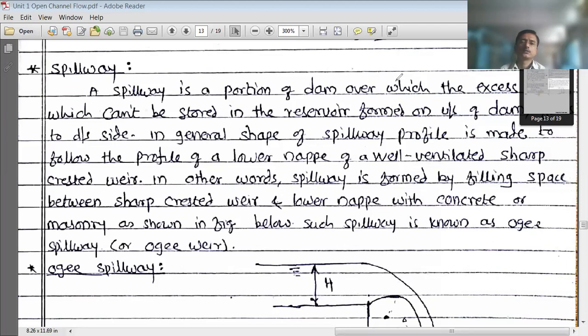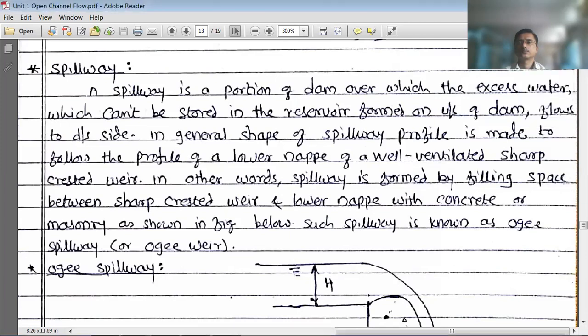A spillway is a portion of a dam over which the excess water, which cannot be stored in the reservoir formed on upstream of the dam, flows to the downstream side. In general, the shape of the spillway profile follows the profile of the lower nappe of the well ventilated sharp crested weir.